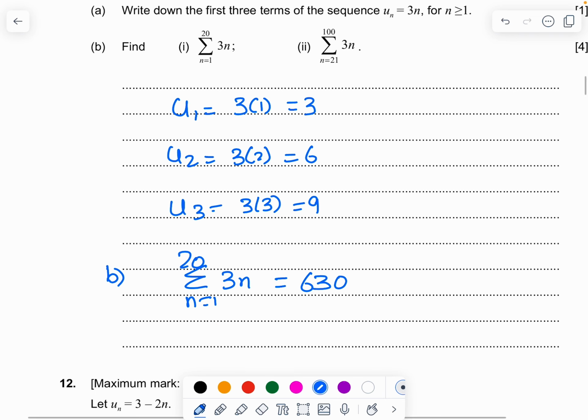Now he is asking us to find, in part B, from 21 to 100. So what am I going to do? I am going to use the calculator again, from 21 to 100. Use 3n. Its value is going to be 14520.